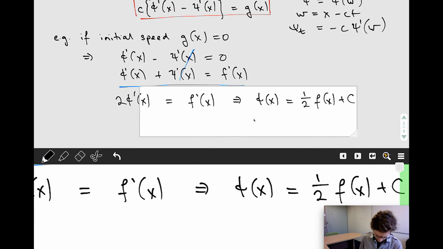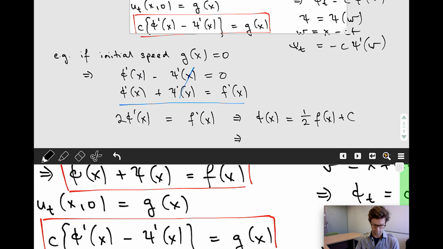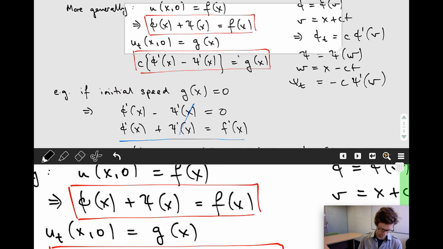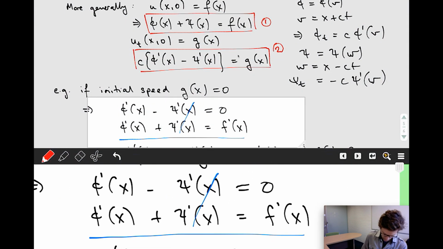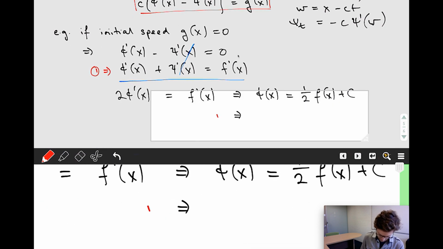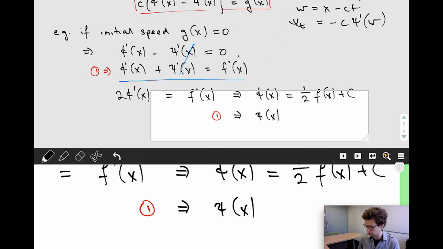Likewise, using my equation, let me number these, so that's 1, this is 2. So I used 2 here. And using 1 again, I can find an equation for psi. Psi of x is going to be equal to f of x minus phi of x, so that will give me 1/2 f of x minus a constant.